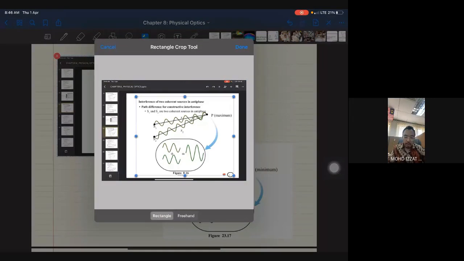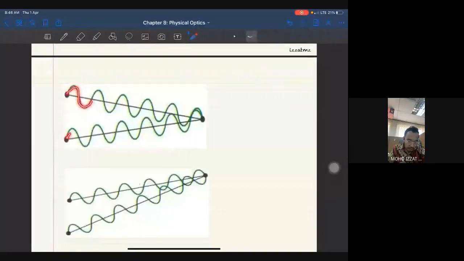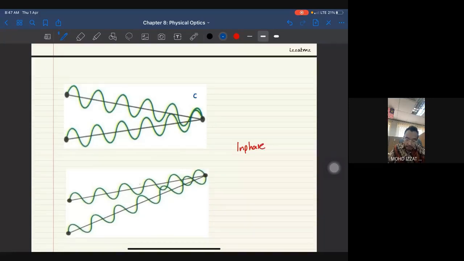And done. Okay. So, if you want to determine whether it is in phase ataupun out of phase, you can see it from the starting point tu. So, starting dia naik, turun, naik, turun. Both of these have the same behavior. So, these two are actually in phase. Wave number 1, wave number 2 is in phase. And dekat sini dia meet up at the same naik turun juga. So, this is why you have in phase. And this is constructive.